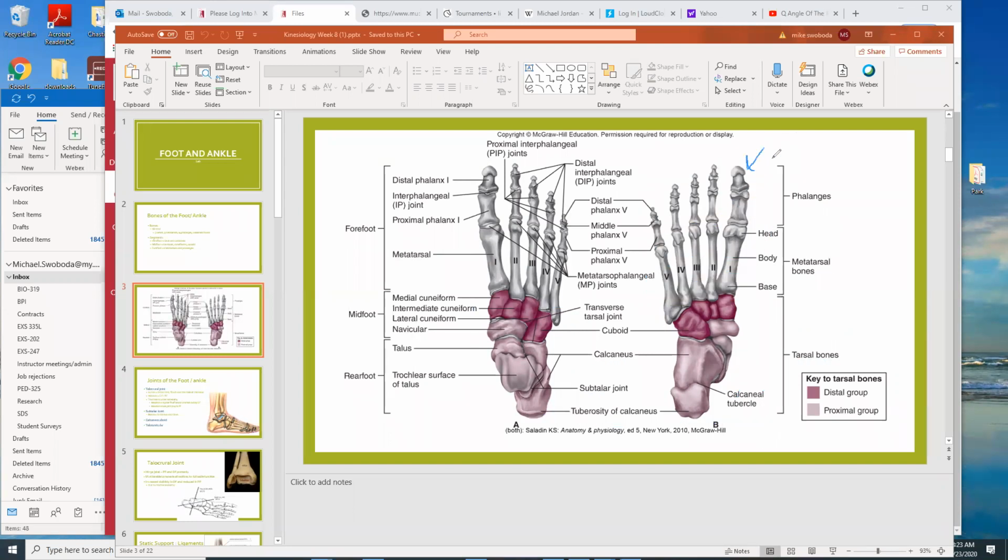So this is your big toe, and that is number 1. So this is the same as your thumb, and then 5 is your pinky, and you just name them going that way.